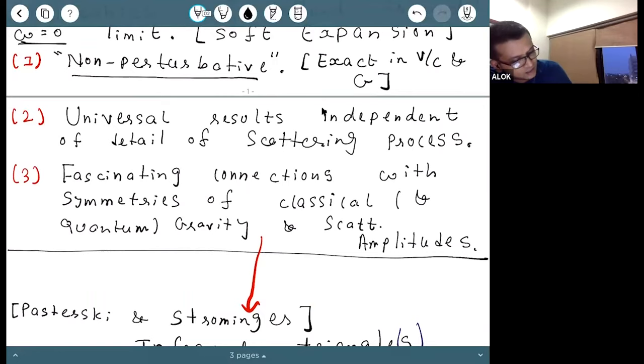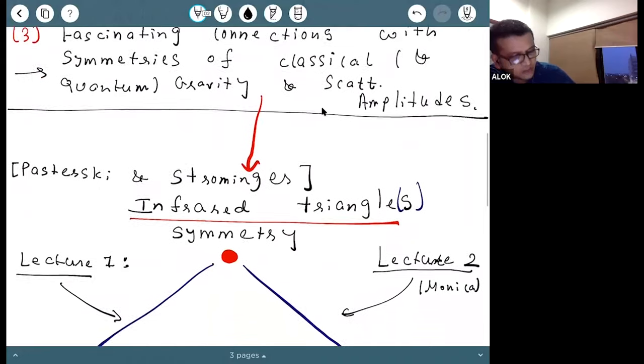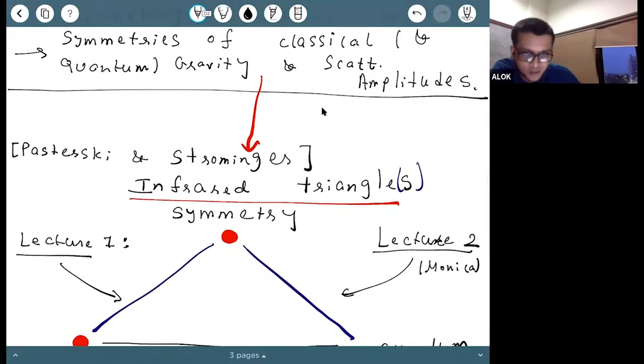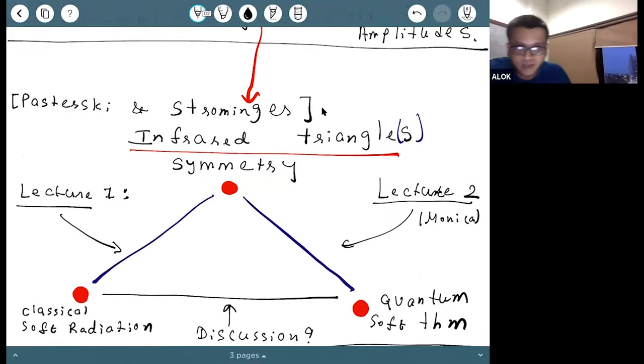This idea, especially this third point, these interconnections between classical, quantum, amplitudes and symmetries, was formalized by Pasterski and Strominger in a nice object which they call the infrared triangle. In fact, as you will see, there are many infrared triangles, not one, and probably we will discover more as we go along. But this is the basic idea of the infrared triangle.